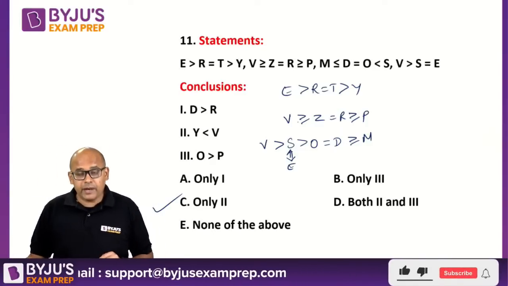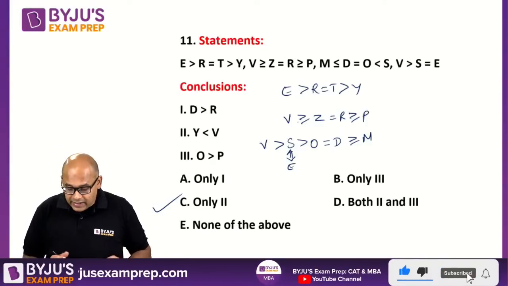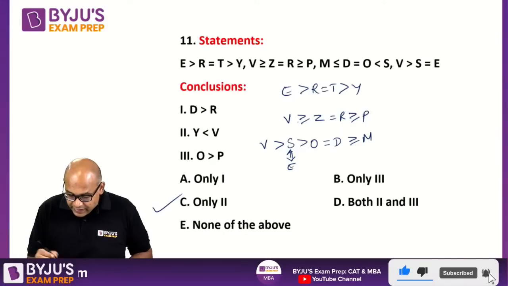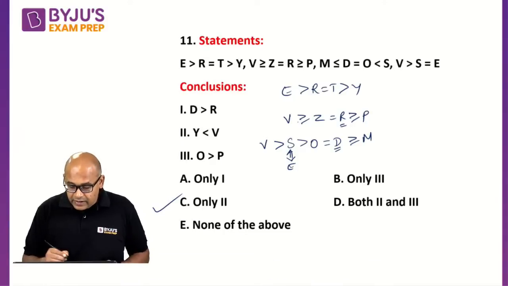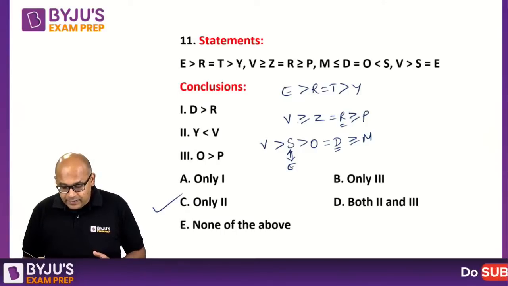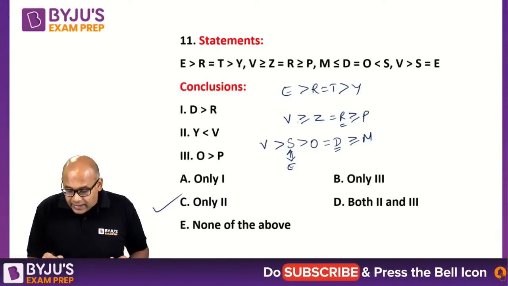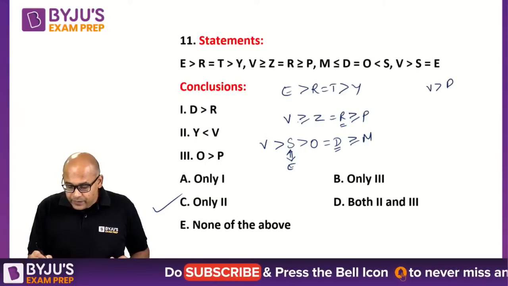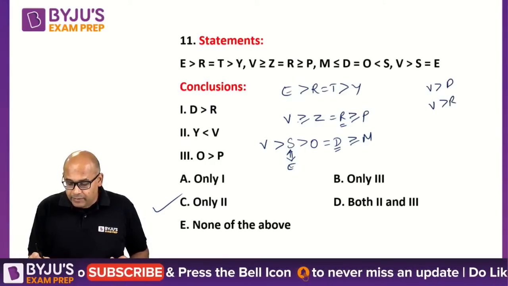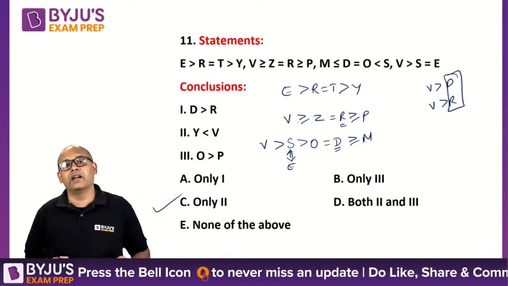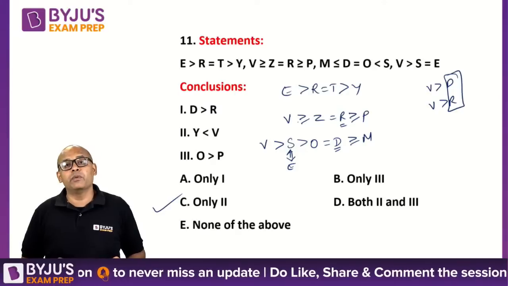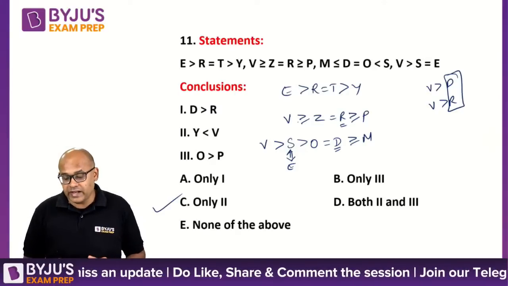Now the first statement says D greater than R. Can we connect them? Let's see. Where is D? D is here and R is here. Is there any connection there, guys? I don't see one. Okay, there is a V, but V is greater than D and V is greater than R, and that does not mean that we can connect D and R. So there is no direct or indirect connection between D and R.